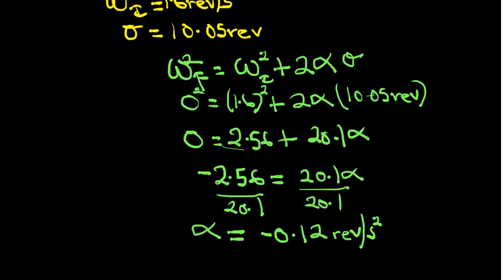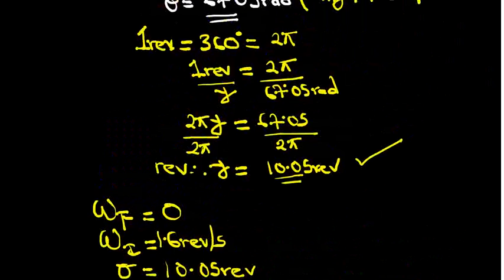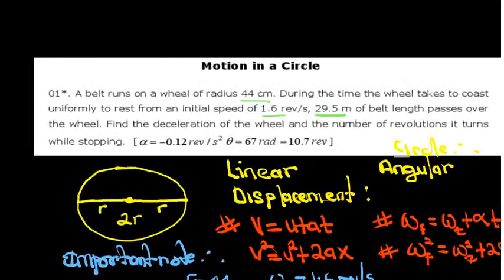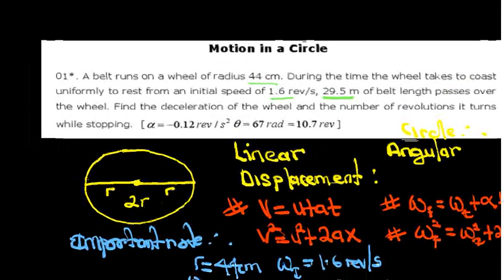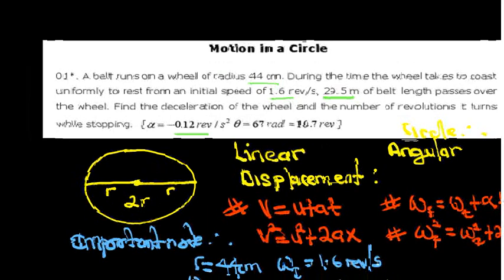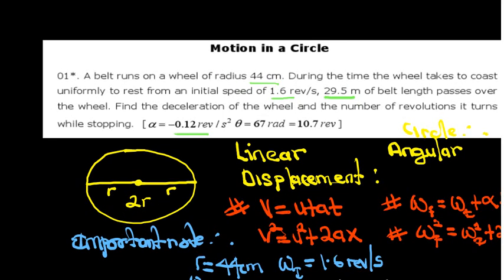So this is how you're supposed to go about the question, and you can check that the answers given in this question are what we found. We found negative 0.12 revolutions per second squared. The value of theta we found as 7 rad, and the number of revolutions that we got is 10.7 revolutions.